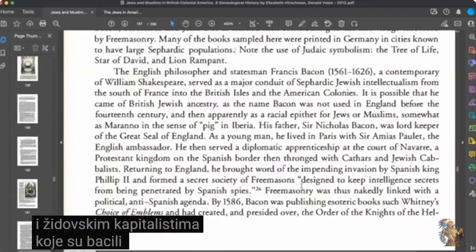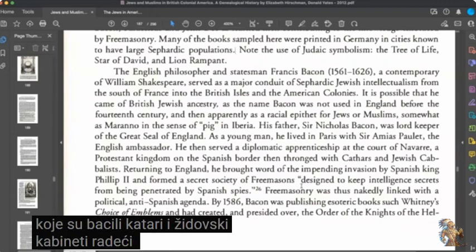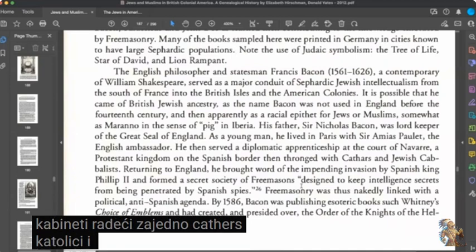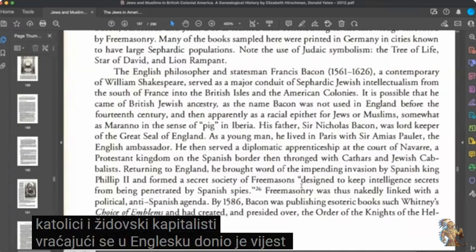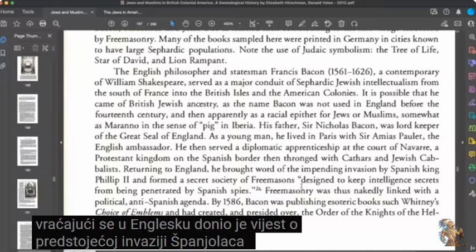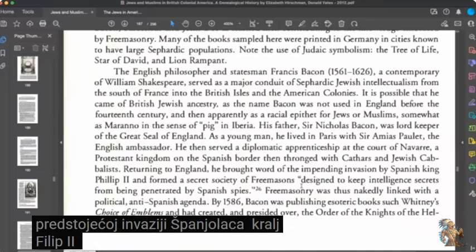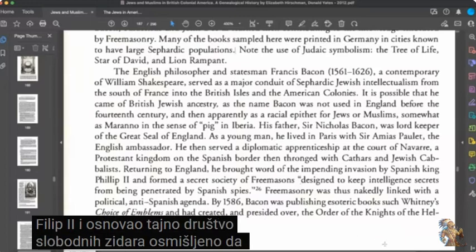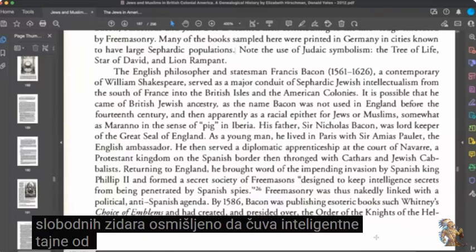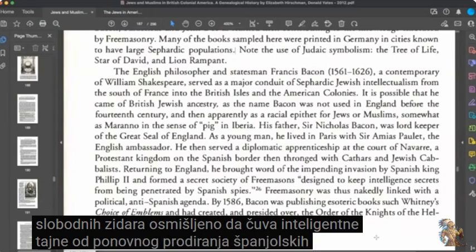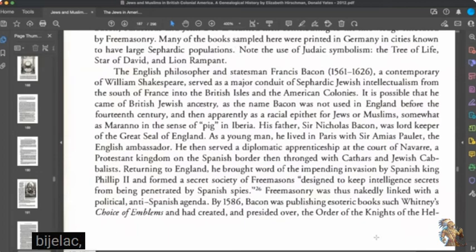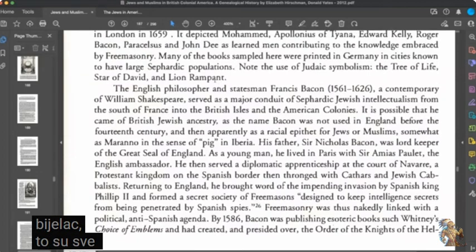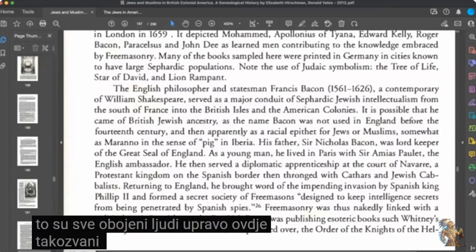Thronged by who? The Cathars and the Jewish Kabbalists working together, Cathars, Catholics, and Jewish Kabbalists. Returning to England, he brought word of the impending invasion by Spanish King Philip II and formed a secret society of Freemasons designed to keep intelligence secrets from being penetrated by Spanish spies. Again, what white man? It's all colored people right here, so-called Negro people.